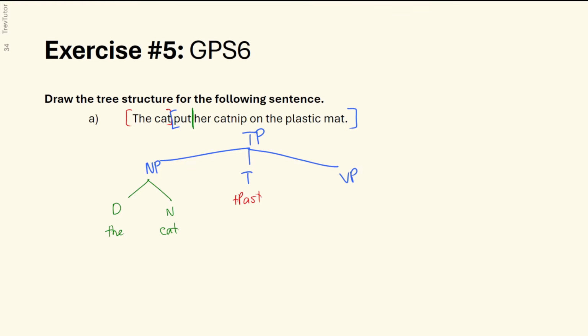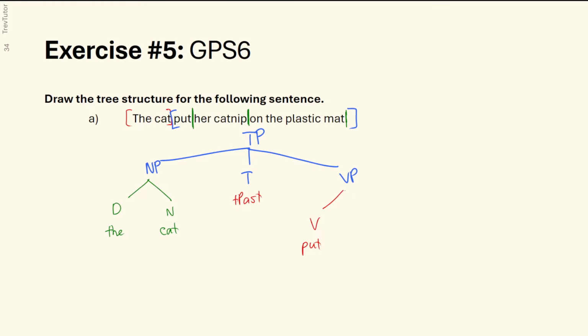So put would be the verb. Her catnip would be the thing, the direct object being put somewhere. And then on the plastic mat, this is where it's going. So what we have is the head verb put, and I'll do this in red because it agrees with the past tense marker on tense, which is good.